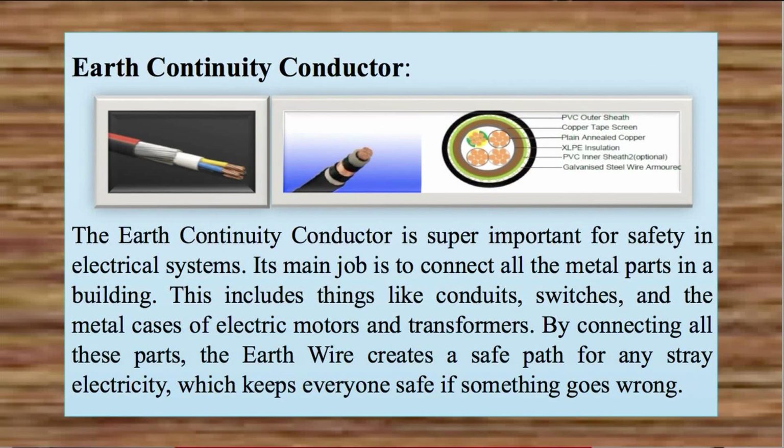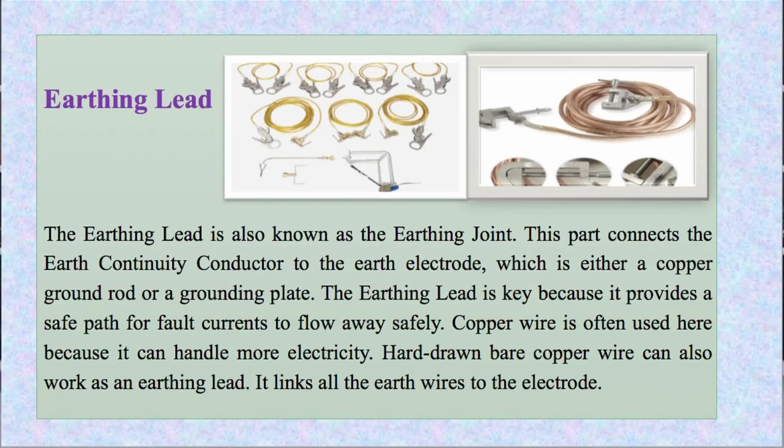The earth continuity conductor, or just earth wire, is super important for safety in electrical systems. Its main job is to connect all the metal parts in a building. This includes things like conduits, switches, and the metal cases of electric motors and transformers. By connecting all these parts, the earth wire creates a safe path for any stray electricity, which keeps everyone safe if something goes wrong.